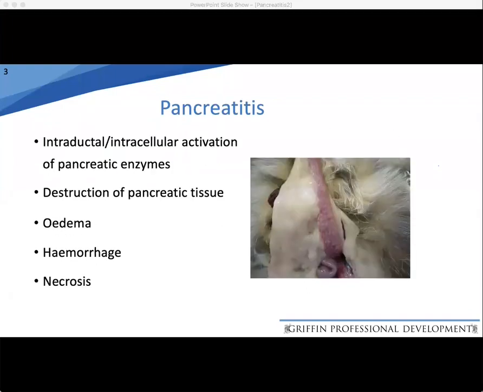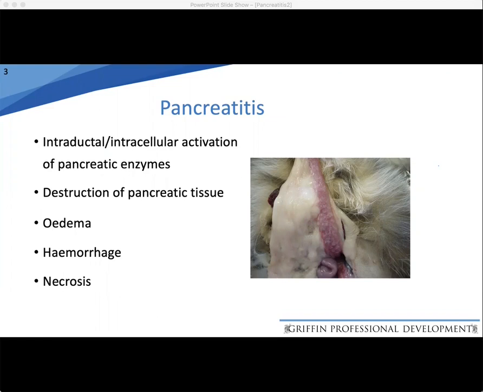So what does pancreatitis actually mean? Well, effectively what happens is we're getting that process occurring, but in the wrong places. So we're getting intraductal or intracellular activation of pancreatic enzymes, and that leads to what can be quite considerable destruction of pancreatic tissue. We can also get edema, hemorrhage, and necrosis.